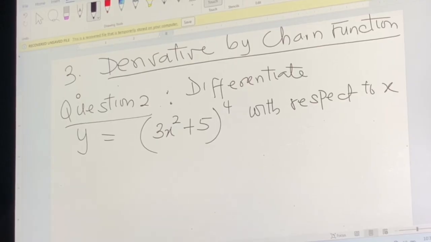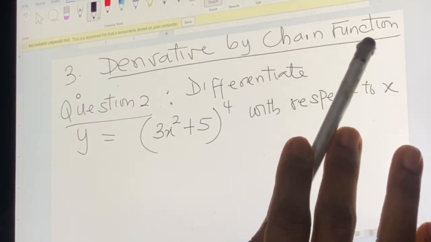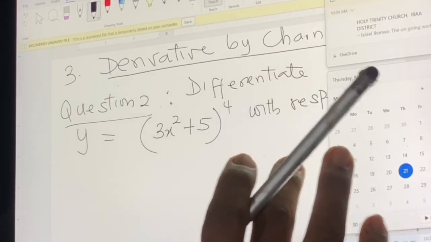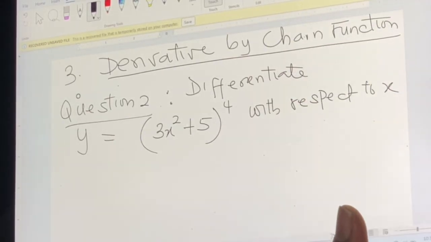In our first video, we treated the first function. In our second video, we treated the second function. And this is our third video. We are trying to treat the third function, which is question 2 here. That is derivative by chain function. Please take note. You can either call it chain function or function of a function. Please take note of this.